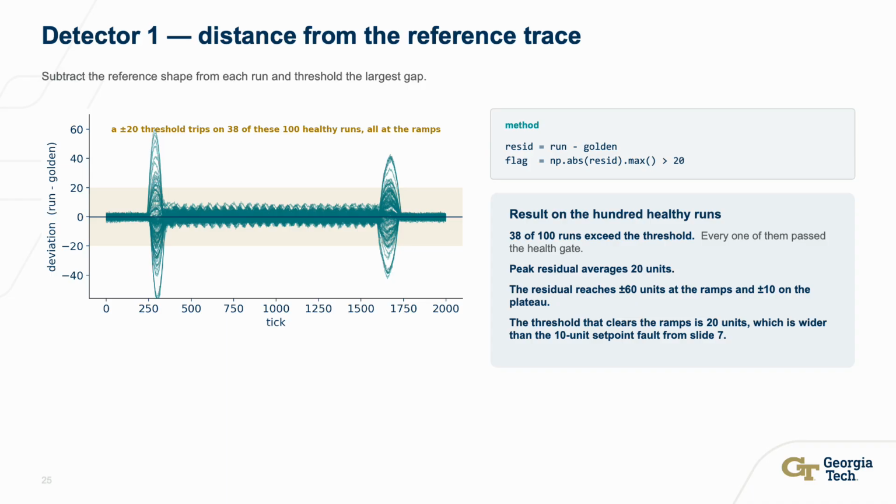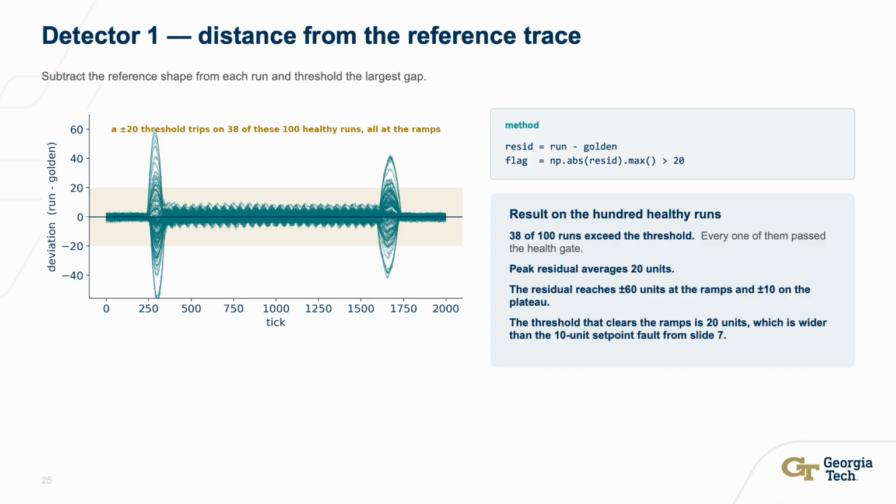So now run it on 100 healthy runs, which we know are all good. 38 of the 100 runs exceeded the threshold. Every one of those 38 passed the healthy gate. The detector is calling more than a third of known good runs bad. Look at where the residuals live in the plot on the left.